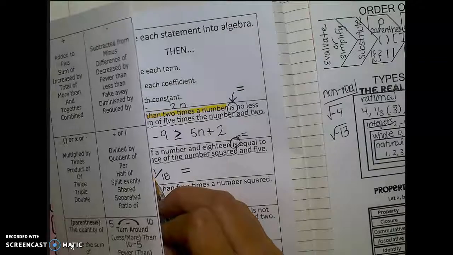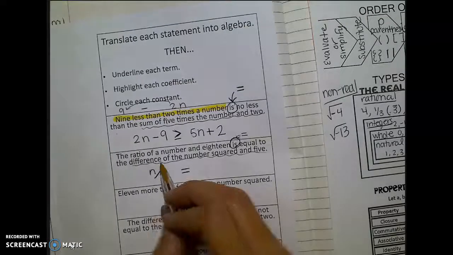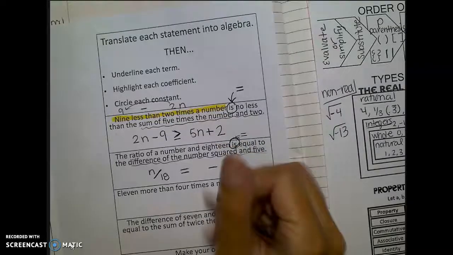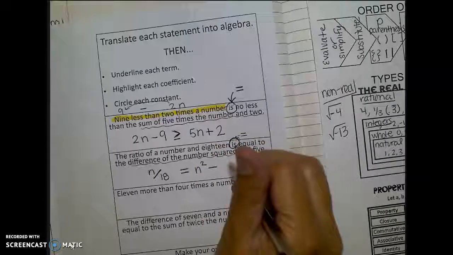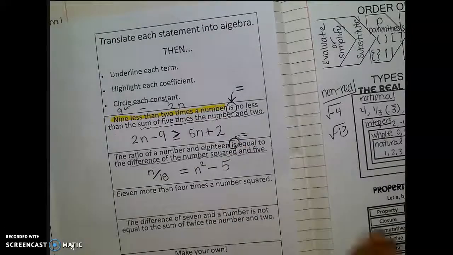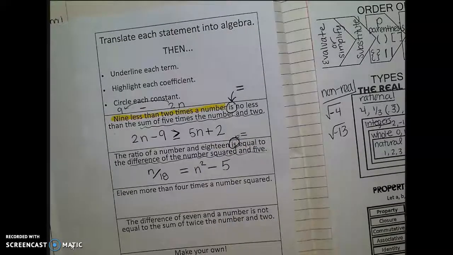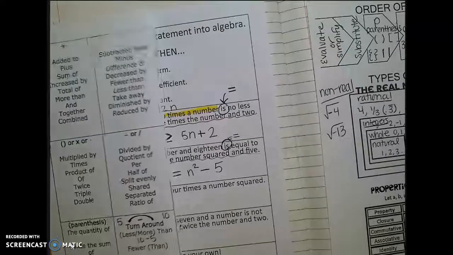And difference is a really good subtraction word, so I can see that I'm going to subtract the number squared and 5. And no need to solve or anything, we're just translating, and so hopefully that gives you kind of a good idea. There we go.